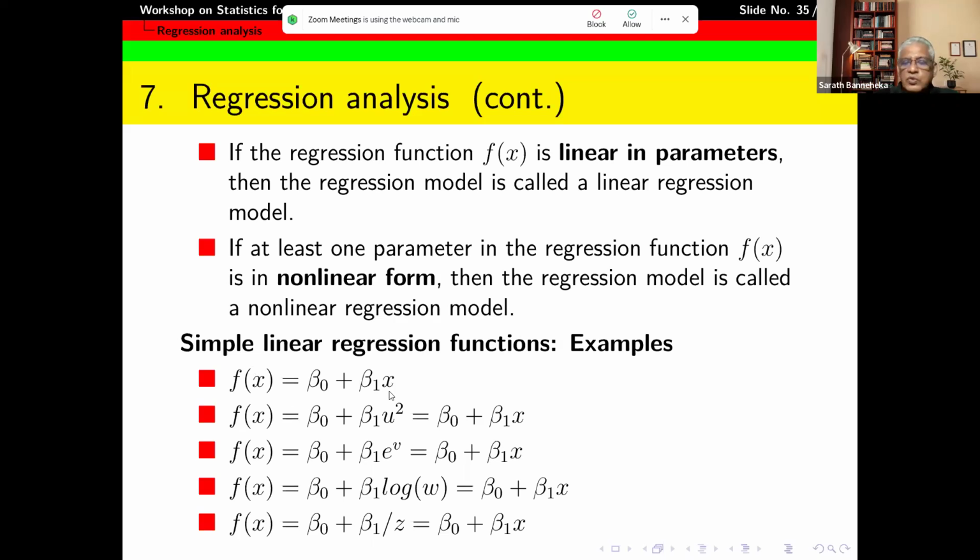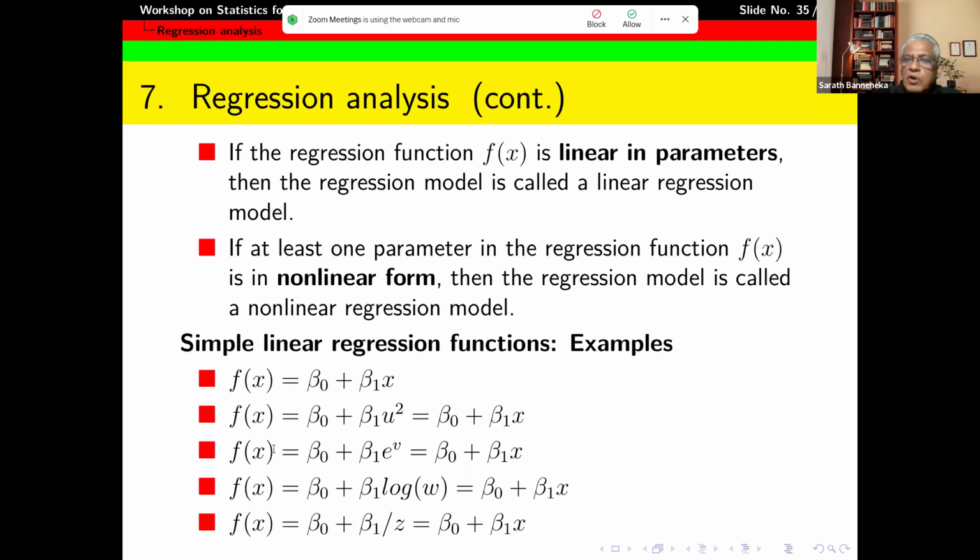On the other hand, this is also a straight line. So this straight line model is a particular example of a linear model. Now, if you consider, for example, suppose you have an explanatory variable denoted by u, and the model that you are going to consider is f(x) is equal to beta naught plus beta 1 u square. So in terms of u, this is a quadratic function. It's not a straight line.